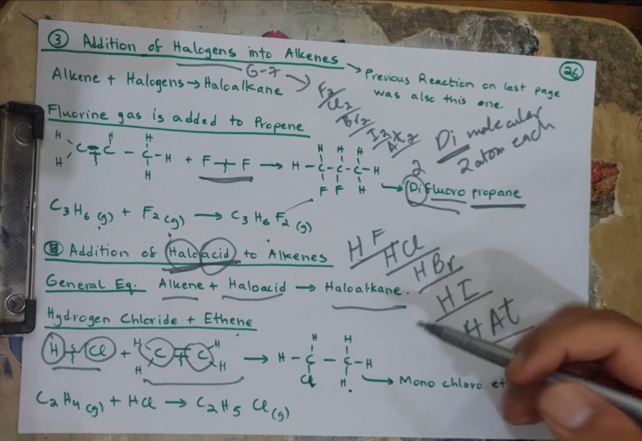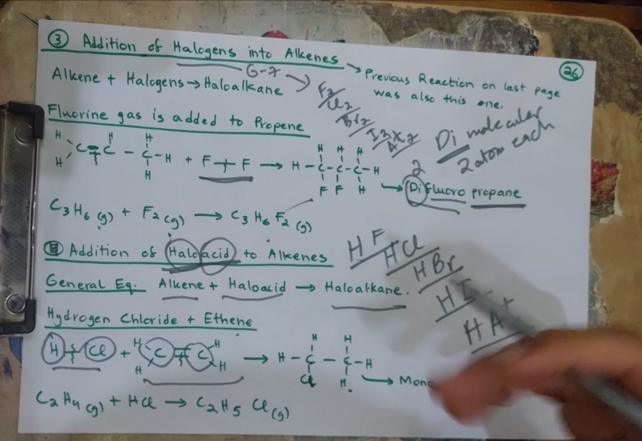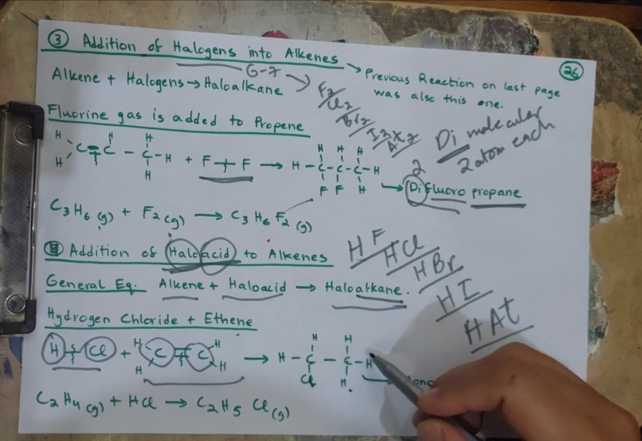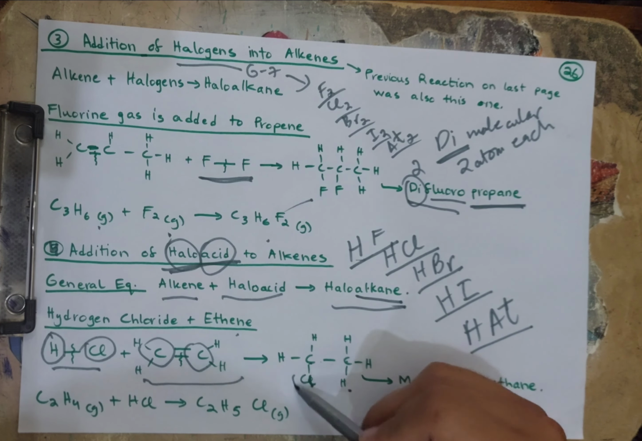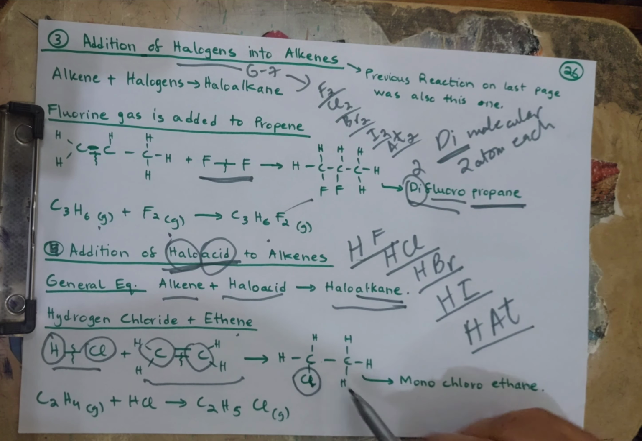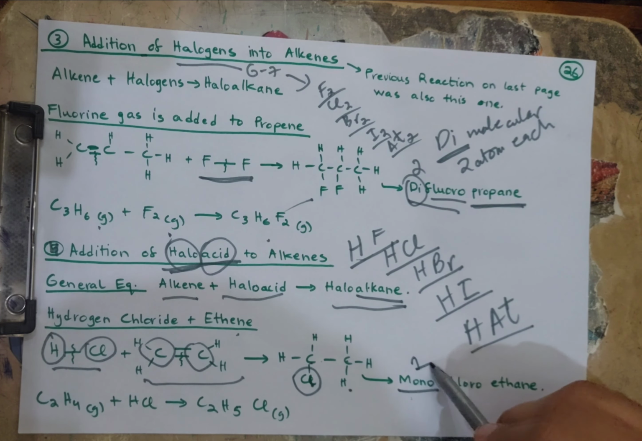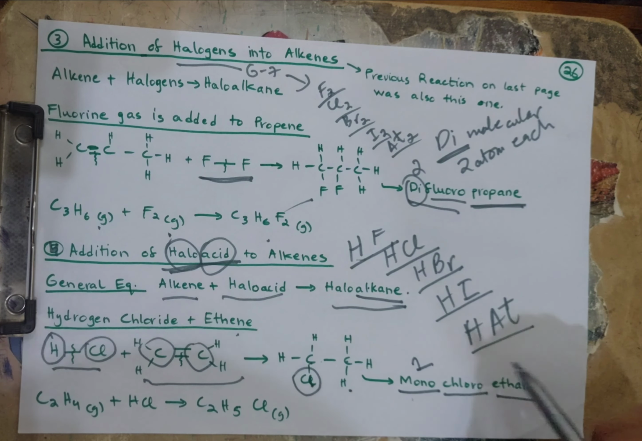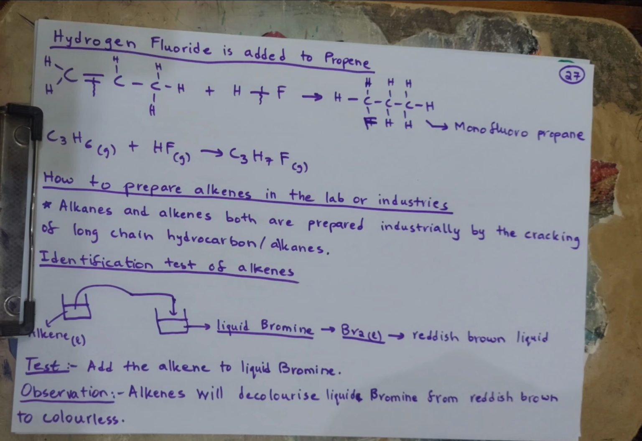So in this case, same, an alkane is formed, but here only one chlorine is attached. So what will we call it? Mono means one chlorine attached with ethane. So we name it monochloroethane. So when ethene reacts with hydrogen chloride, monochloroethane is formed as the product.